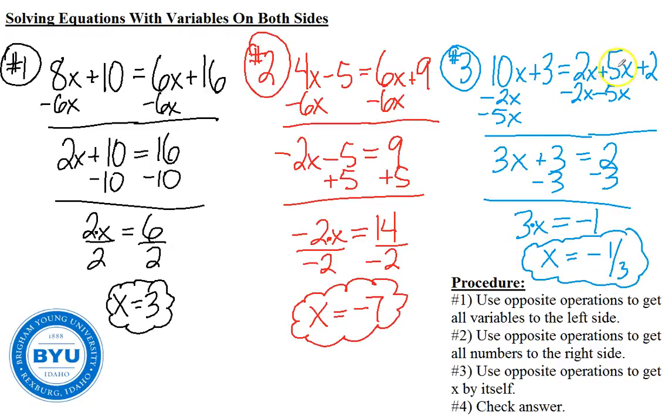And again, you can have as many x's as you wanted, and you'll need to move them all to the left side and add them together.